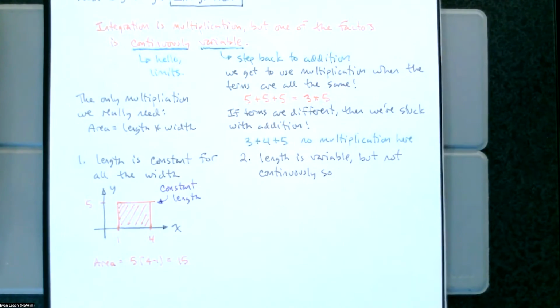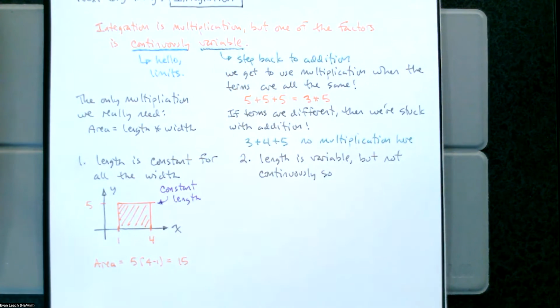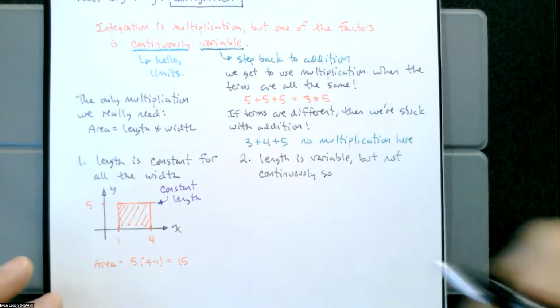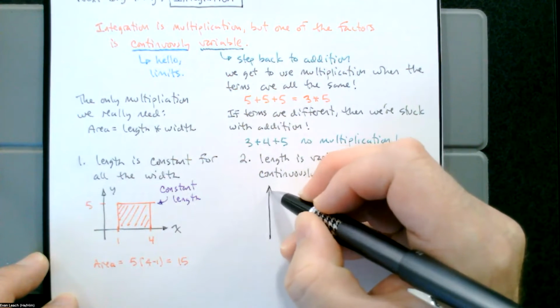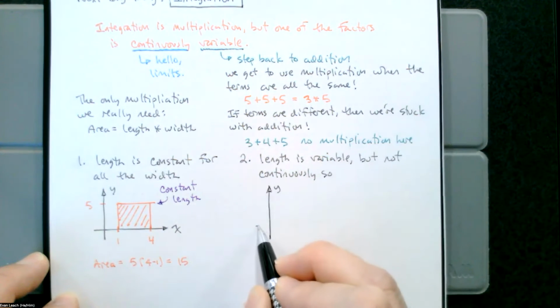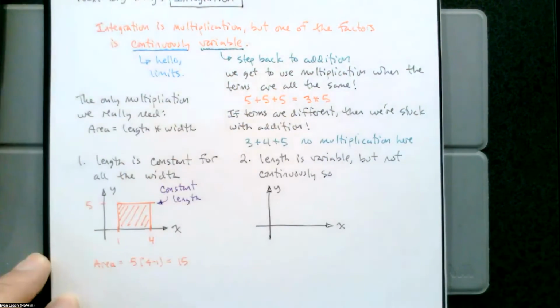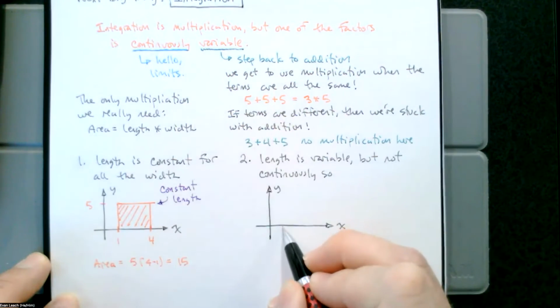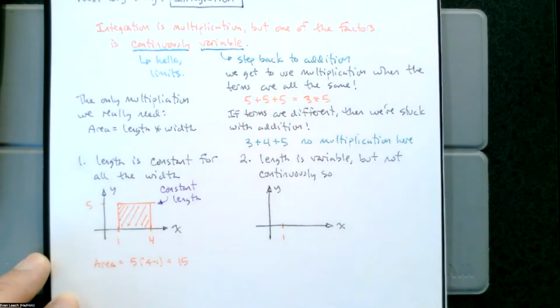Now I'm going to step it up one notch, and I'm going to make my length variable, but not continuously so. I'm going to make different lengths, but they're going to be constant on small pieces. So length is going to be variable, but not continuously variable. This is the green one.